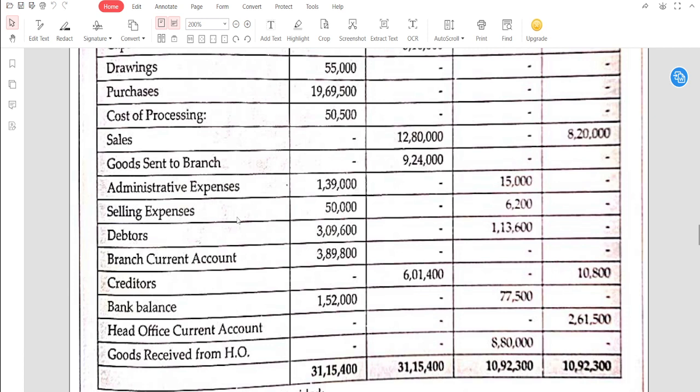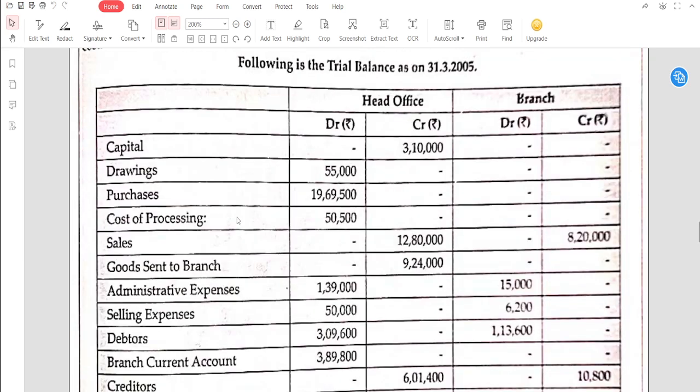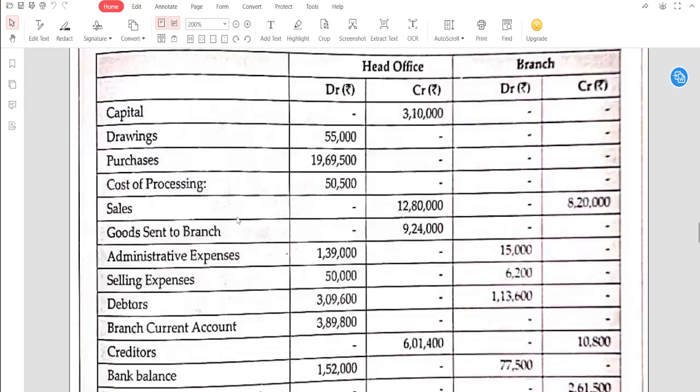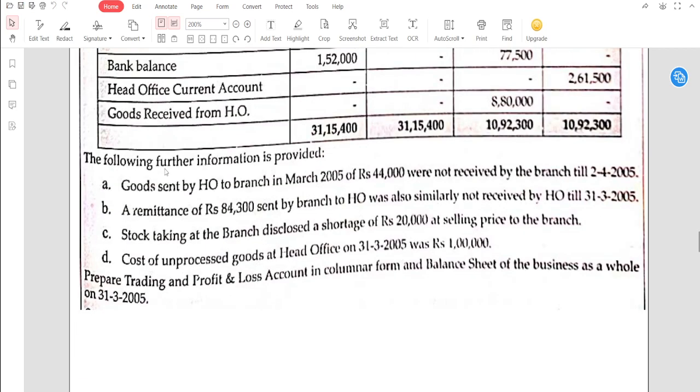So debtor is a single amount, whenever you prepare the balance sheet, make it consolidated, okay? Remember this, I'm repeating again and again, when you are doing the balance sheet, make it consolidated, means debtor HO and branch debtor, both are to be added. See here it is written, prepare trading and profit and loss account in the columnar form and the balance sheet of a business as a whole.